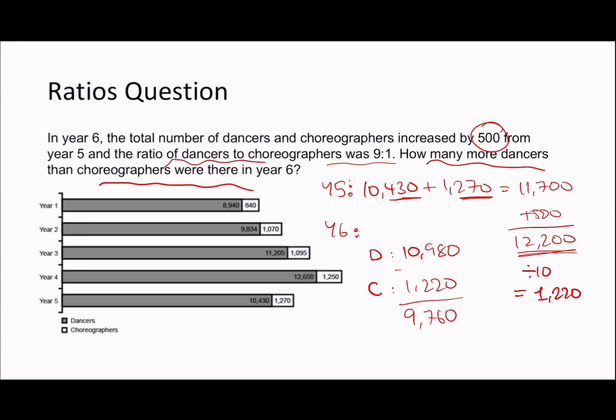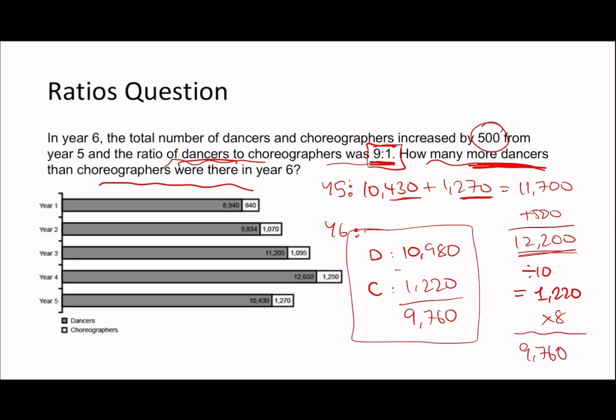The faster way to do it isn't going to save you a ridiculous amount of time, but it's more an idea about how to think about it. They're asking us how many more dancers there are. We know the ratio is 9:1, so there are going to be 8 parts more dancers. The fast way to do this question, where we could have avoided all this working, is just to multiply 1,220 by 8, and surprise, surprise, we get the same answer: 9,760. This is not a massive trick, but you can see it saves you a line or two of working.